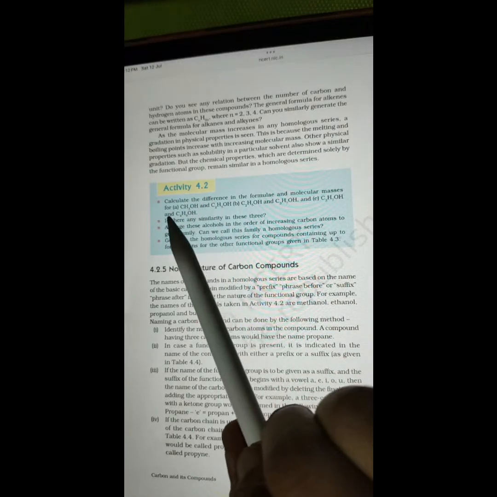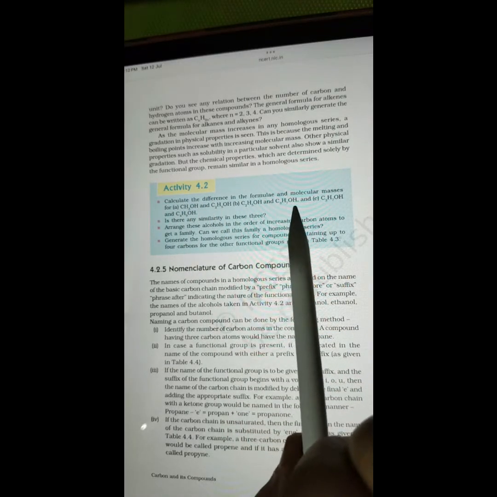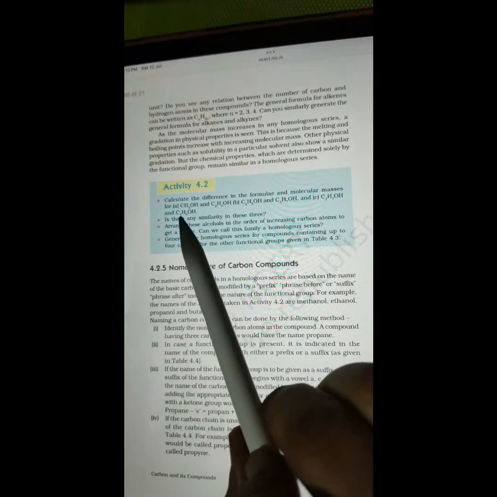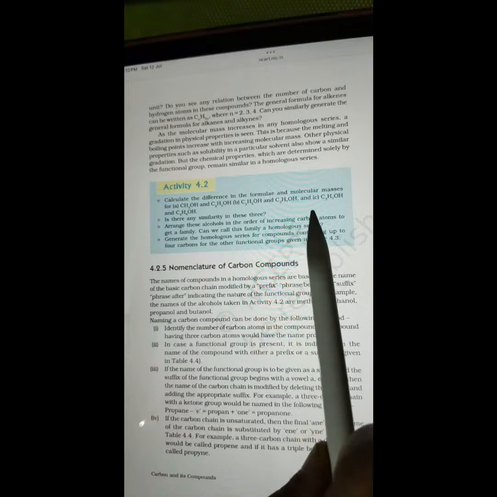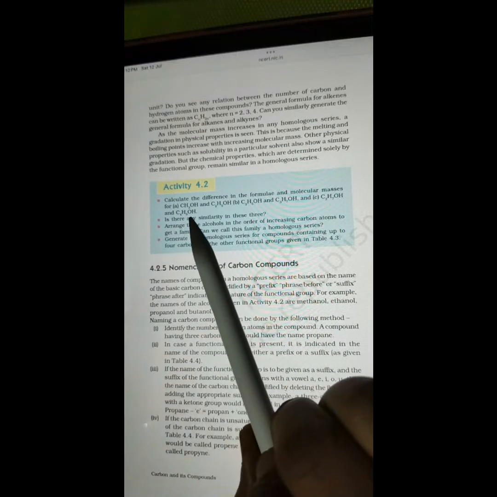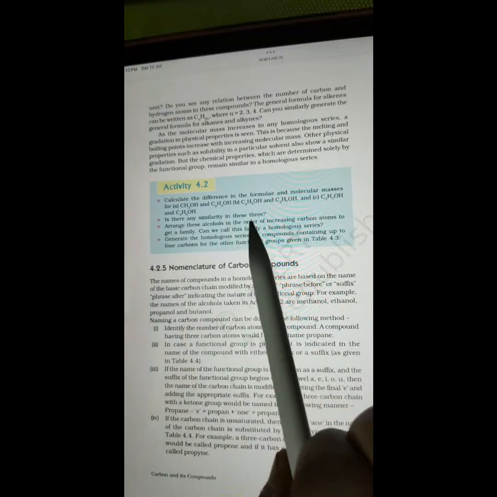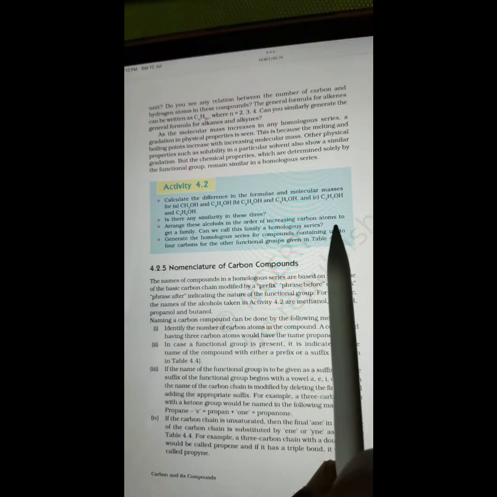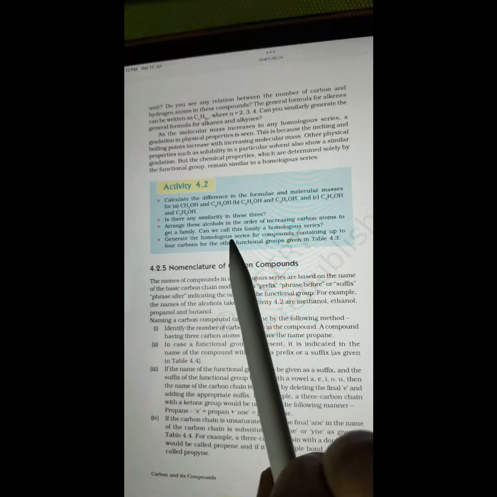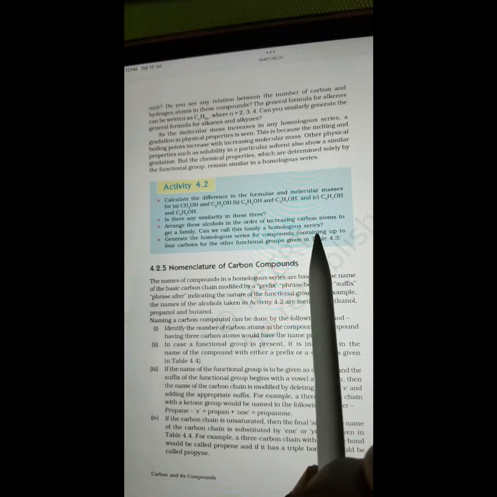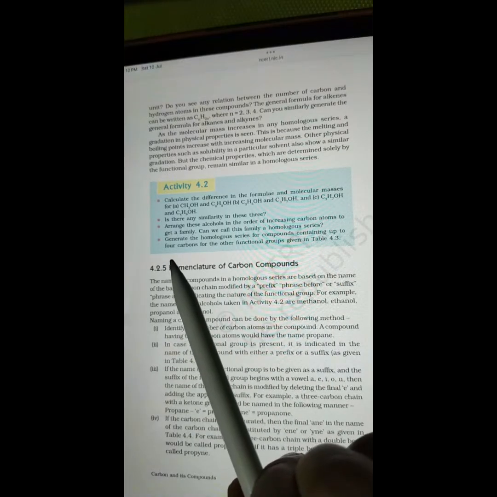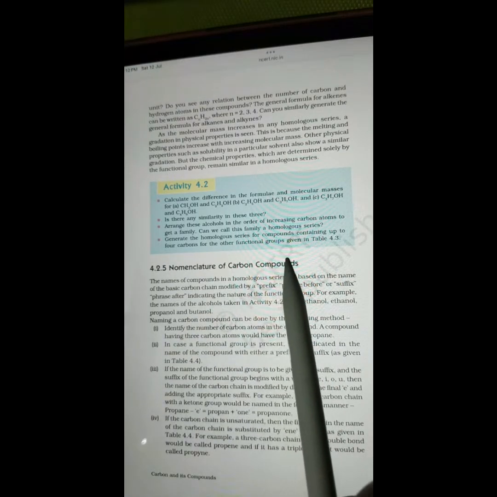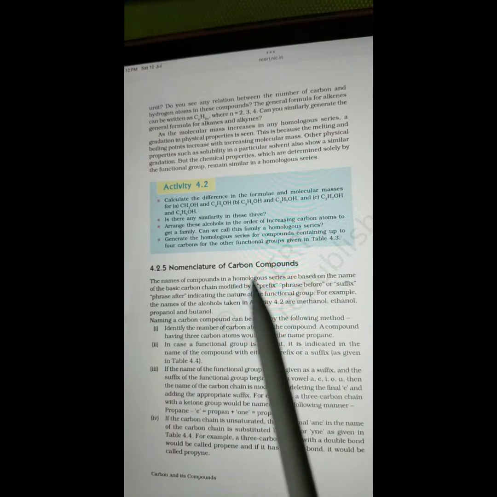Activity 4.2. Calculate the difference in the formula and the molecular masses of methanol and ethanol, ethanol and propanol, propanol and butanol. Is there any similarity in these three? Arrange these alcohols in the order of increasing carbon atoms to get a family. Can we call this family a homologous series? Generate the homologous series for compounds containing up to 4 carbons for the other functional groups given in Table 4.3.